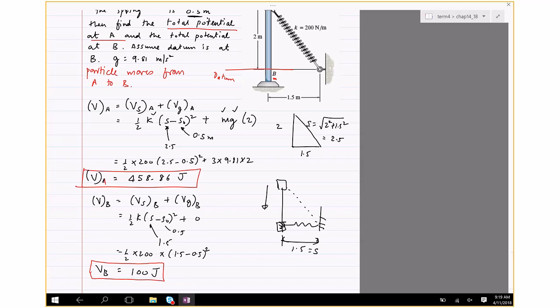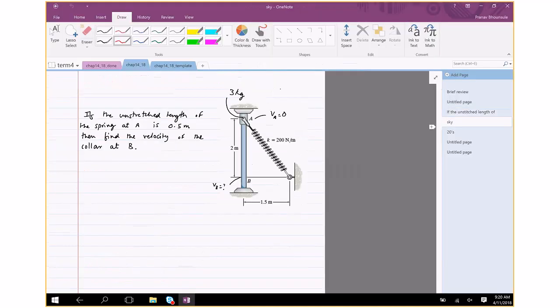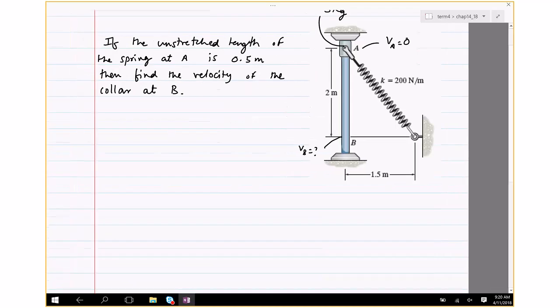So something you can expect a question like this in the short answer questions. It will be a partial question. It won't ask you to solve for everything. The usual question is, if it's released from A and goes to B, what's the velocity at B? But you can be asked something like this. Take a question and divide it into half. Anyway, we'll do the second part in the continuation of this problem.